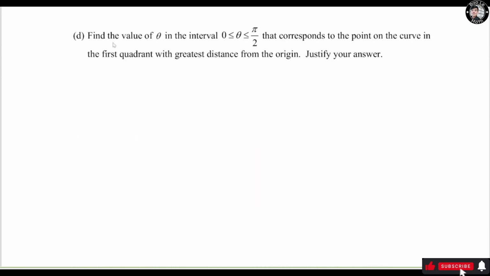Now question D. Find the value of angle theta in the interval theta from 0 to pi over 2 that corresponds to the point on the curve in the first quadrant with greatest distance from the origin. Alright, so when it comes to radius least or minimum or maximum, increasing or decreasing, think about the first derivative, right? So radius, which means maximum, right? And you're given the closed interval right here, think about the candidate test, right? So first we need to find the derivative of the radius, right?